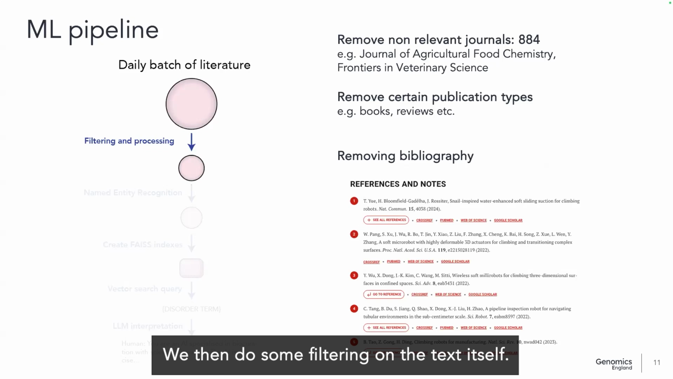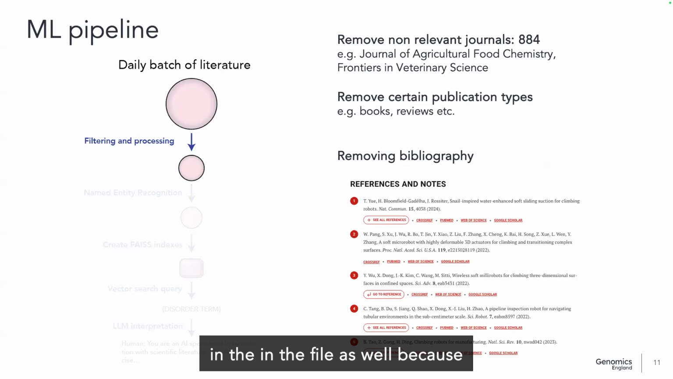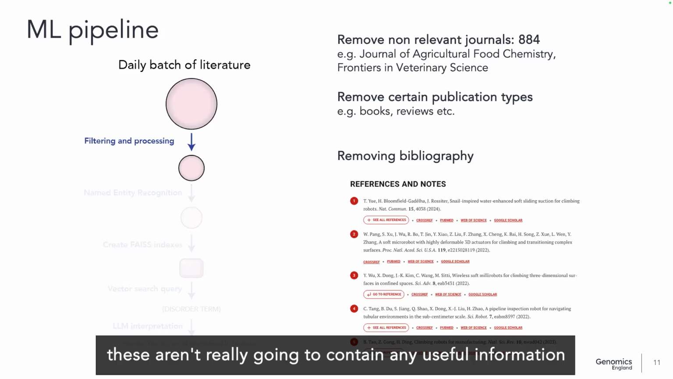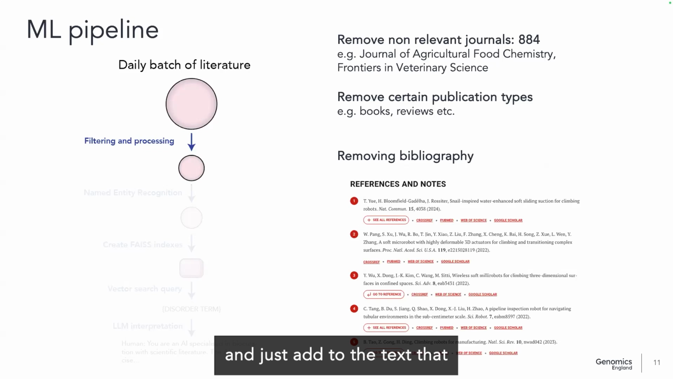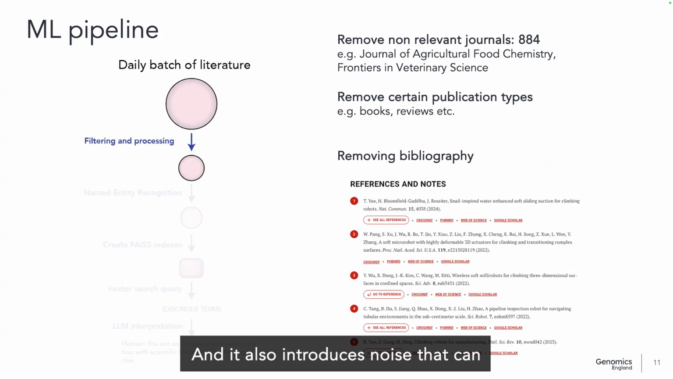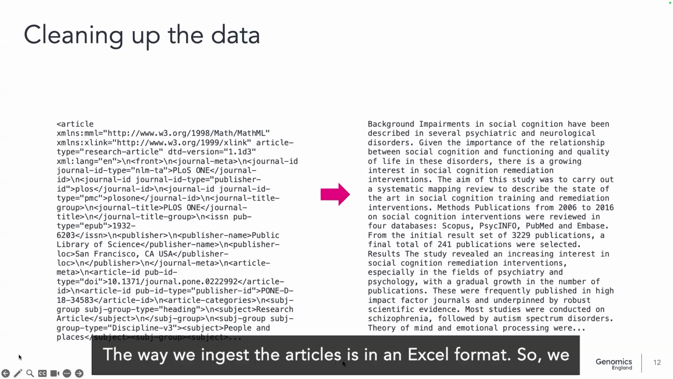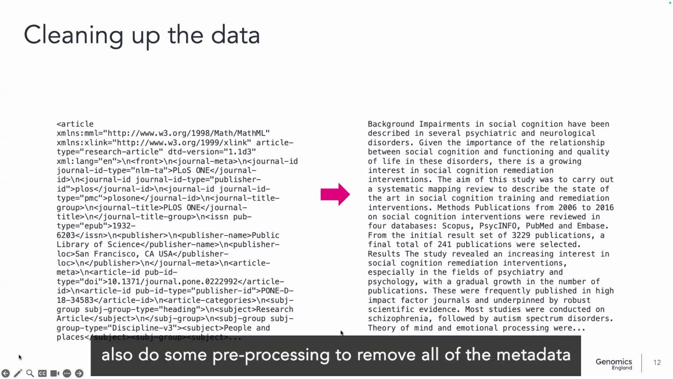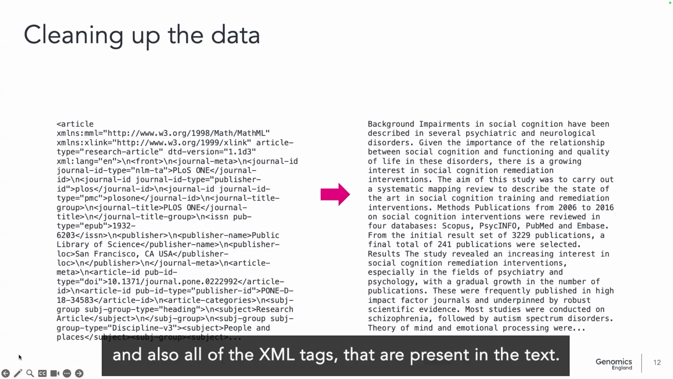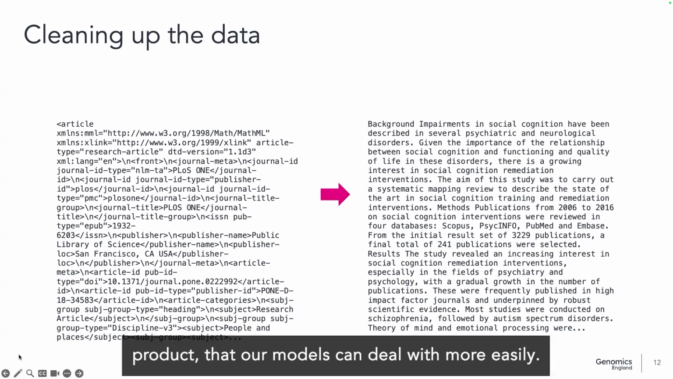We then do some filtering on the text itself. For instance, we remove all the references in the file, because these aren't going to contain any useful information, and just add to the text that has to be processed, slowing down the pipeline, and it also introduces noise that can affect performance. The way we ingest the articles is in an Excel format, so we also do some pre-processing to remove all of the metadata and all of the XML tags present in the text. This gives us a very clean, trimmed down final product that our models can deal with more easily.